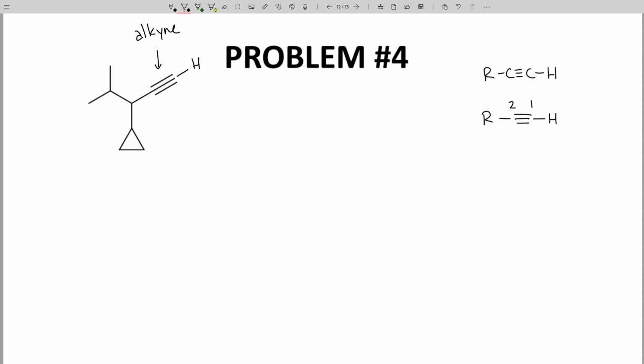So for this alkyne, we'll find the longest chain that contains our alkyne. And we can get this. And so we have 2 substituents coming off of here. Let's first write down our structure. So this is going to be the 5-carbon chain. It's not a pentane, it's a pentyne. And the alkyne is at the 1 position. So this is a pentyne.